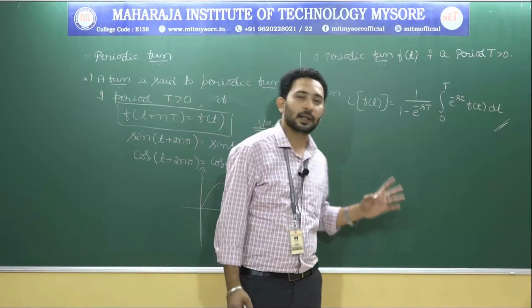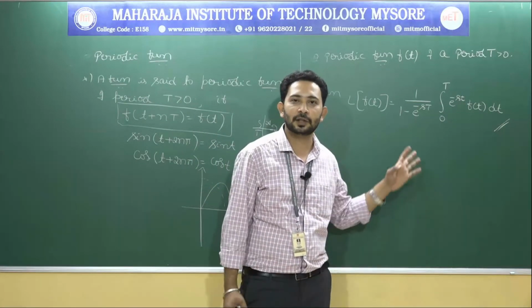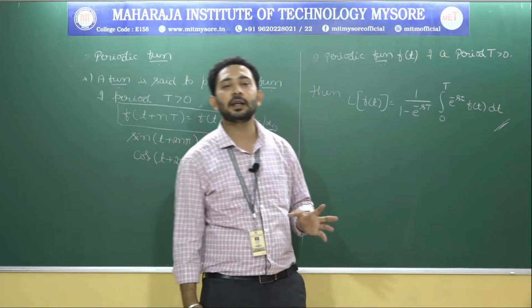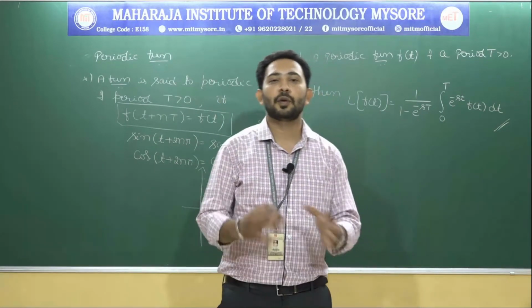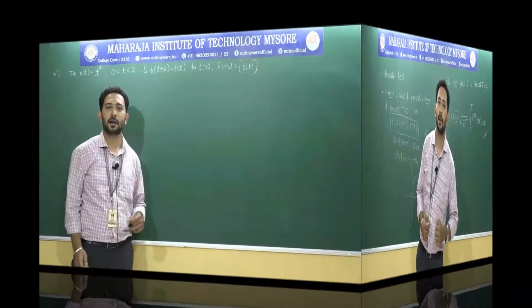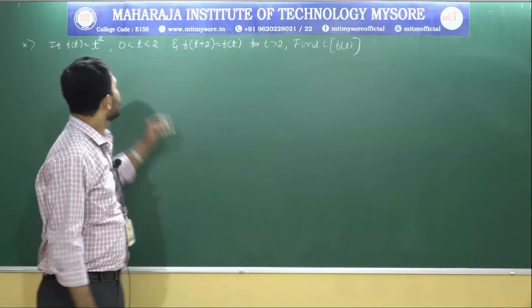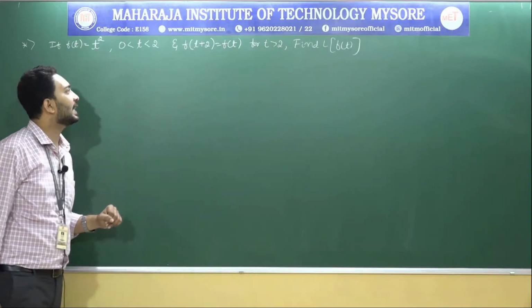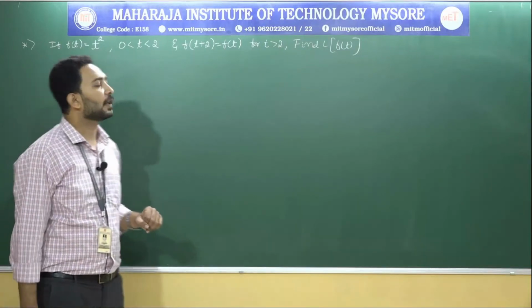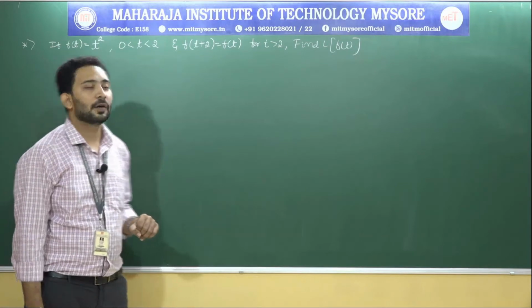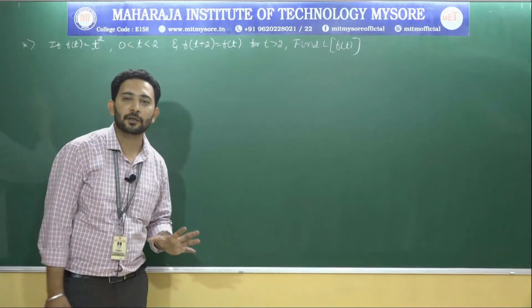But in our syllabus we don't have the derivation of the Laplace transformation of a periodic function. So directly I am going to explain a few problems based on this property. First problem. If f of t equals t square for 0 less than t less than 2 and f of t plus 2 equals f of t for t greater than 2, find Laplace of f of t.